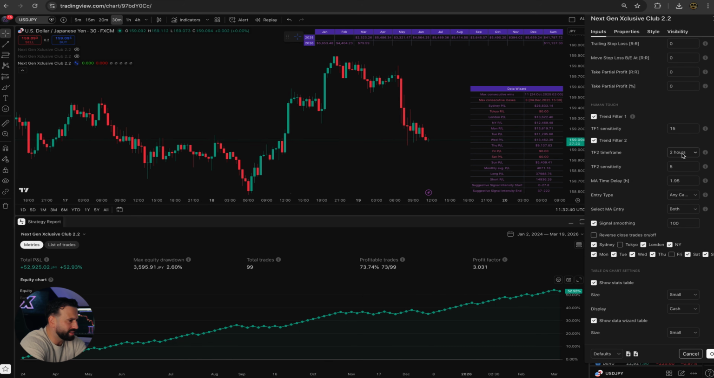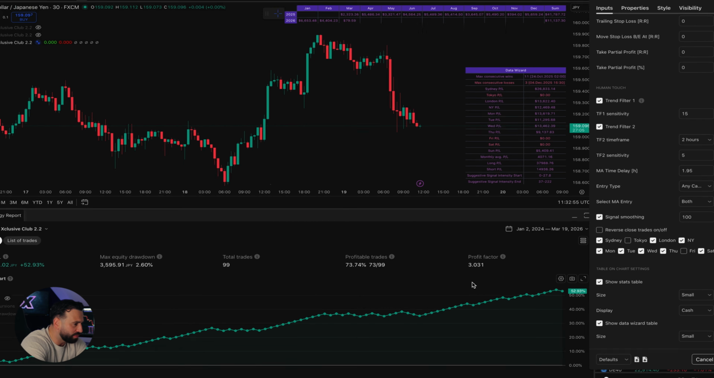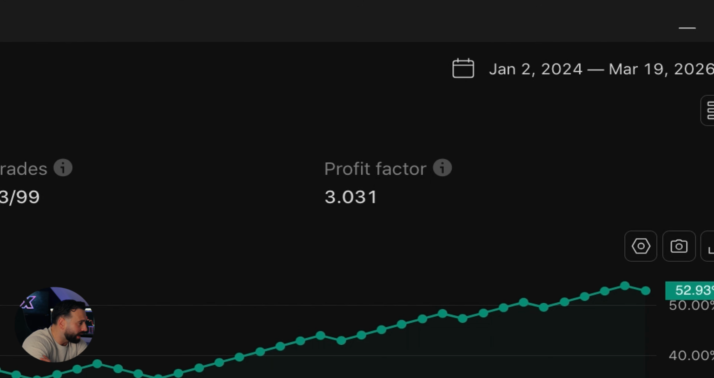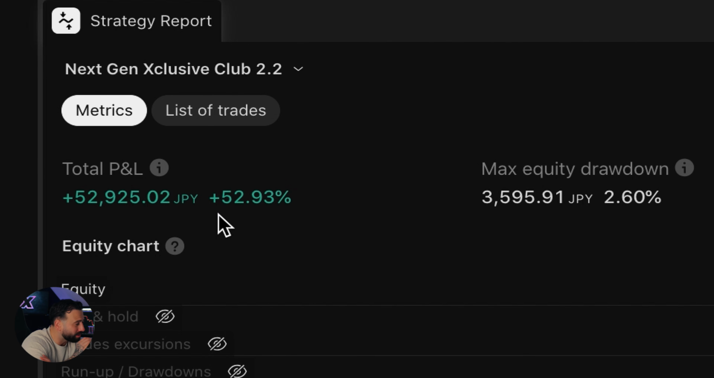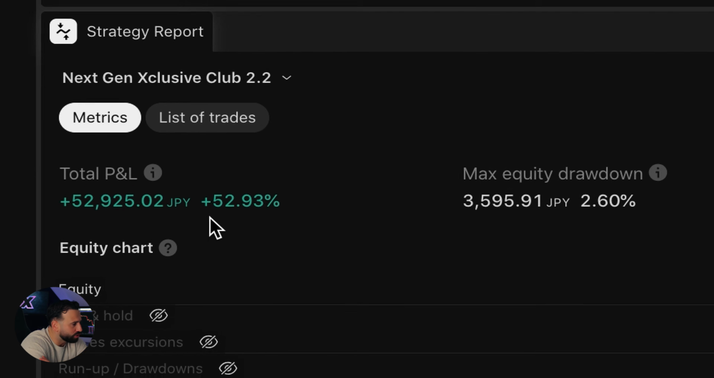We've turned the time frame up to 2 hours and changed sensitivity to 5. We've now actually activated trend filter 1 and we have a sensitivity of 15. This now gives us a 73% strike rate, slightly lower drawdown than what we had before, profit factor is higher, and of course, profit has come down a little bit lower. However, we are not finished yet.